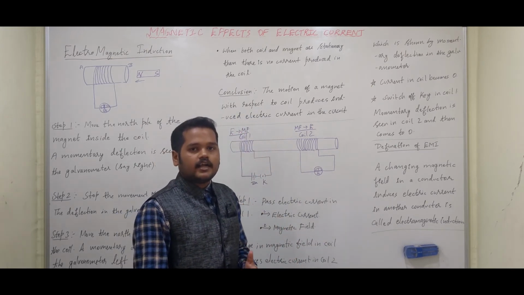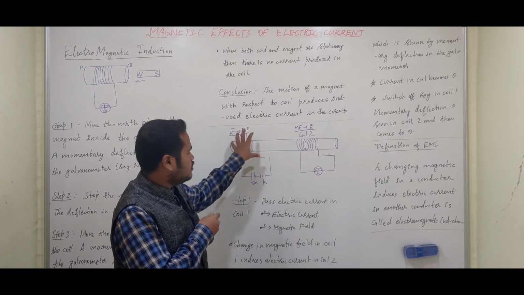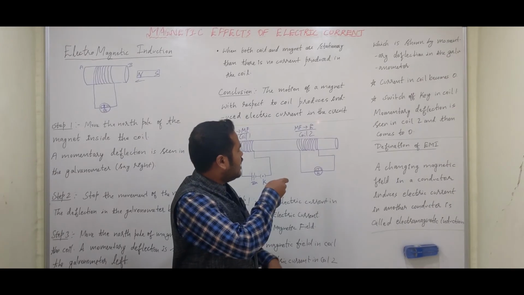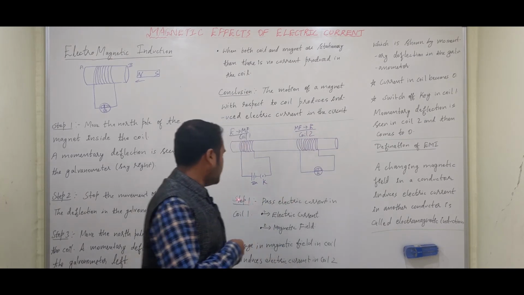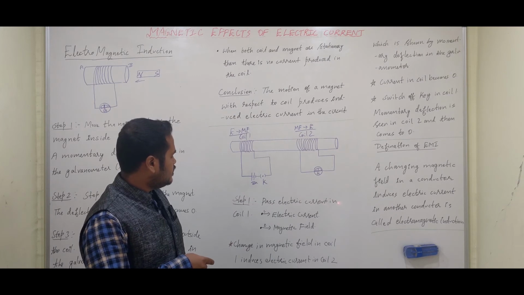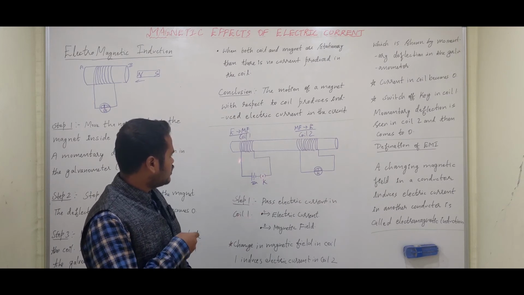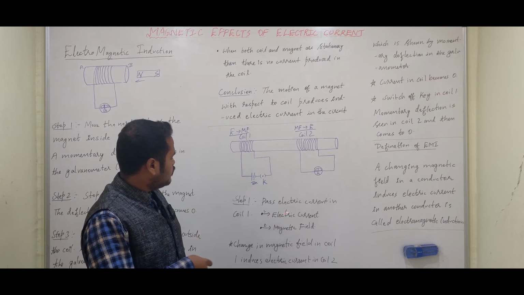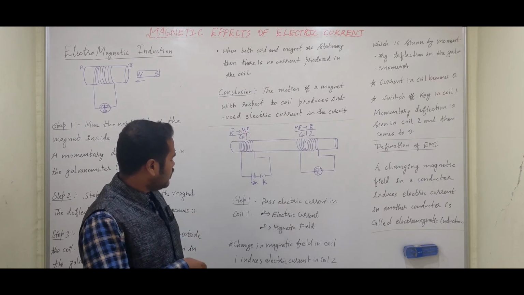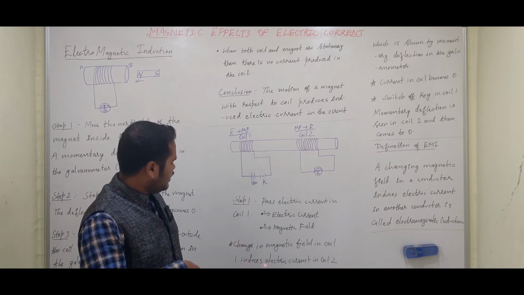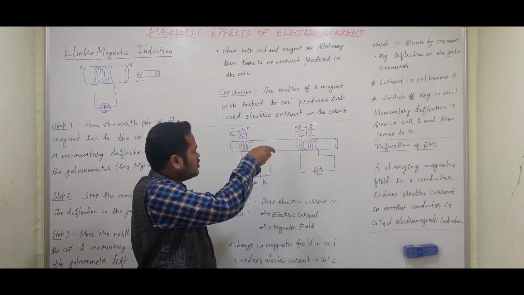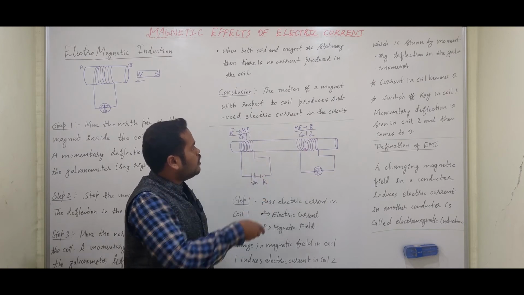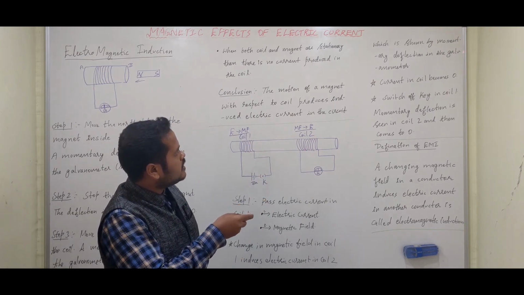In this, what did we understand? The magnetic field produced in coil 1 produces electric current in coil 2, right? Let us see. Step 1, pass electric current in coil 1. So coil 1 now produces an electric current and around it has a magnetic field. The change in magnetic field in coil 1 induces electric current in coil 2. So this magnetic field induces current in coil 2, which is shown in the momentary deflection in the galvanometer.